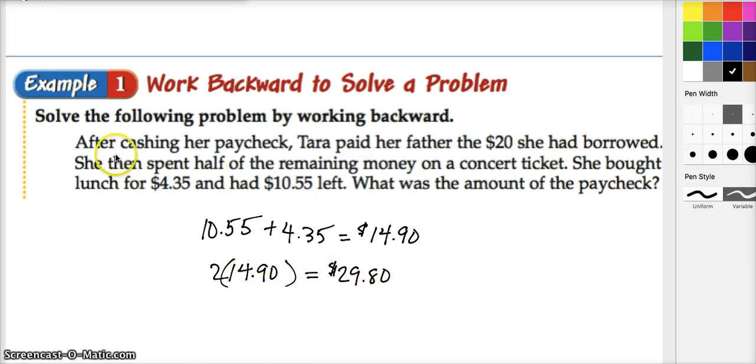What did she do just before buying that concert ticket? She repaid her dad $20. So that was $20 subtracted from her, and we need to add it back on. When we add $20 to $29.80, we get $49.80. So her check was for $49.80. Make sense? I hope so. The pun was intended. Yeah, never mind. All right, next problem.